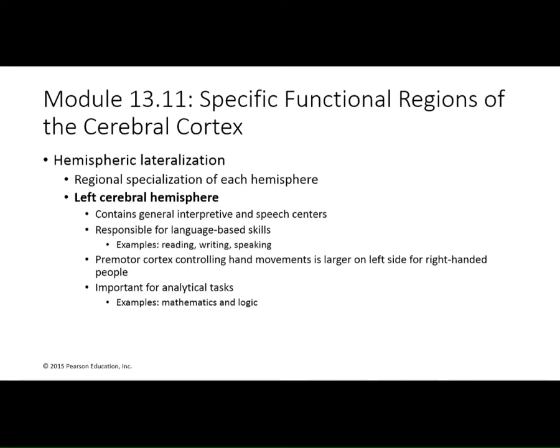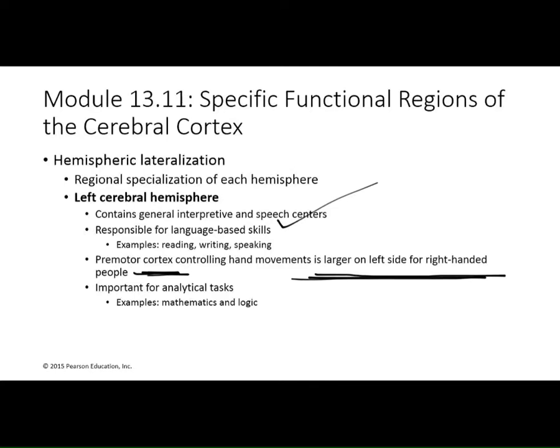There are certain things that occur on most people on the left side. There are certain parts of the brain that are only found on the right side. The left side is pretty much where your speech centers are, right? Broca's and Wernicke's on most people, left side. It's also where you have your general interpretive area. That was at Wernicke's area, right? All that's on the left side. And this is where most of your language-based skills are found. And for most people, right, the premotor cortex is larger on the left side for right-handed people and vice versa.